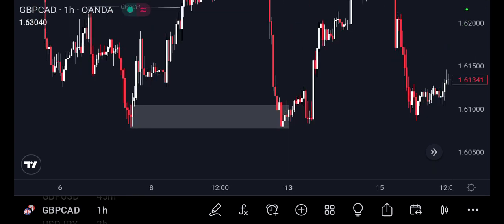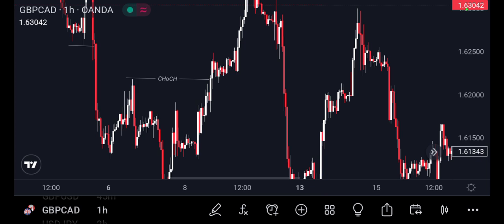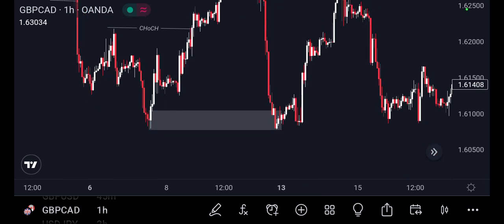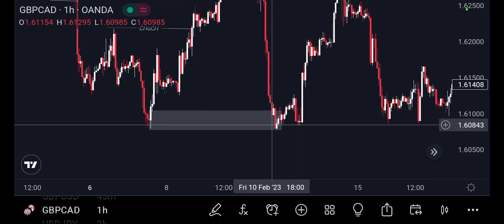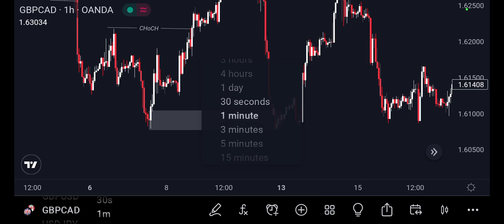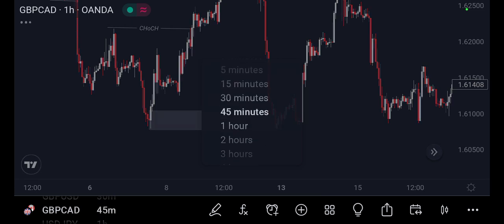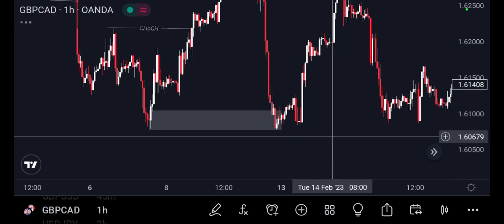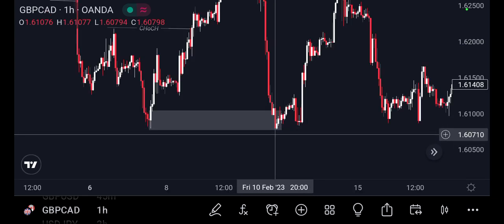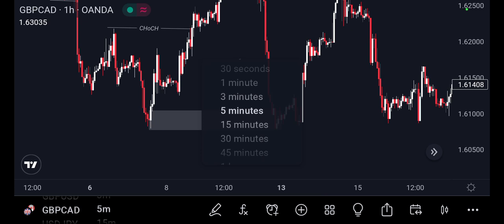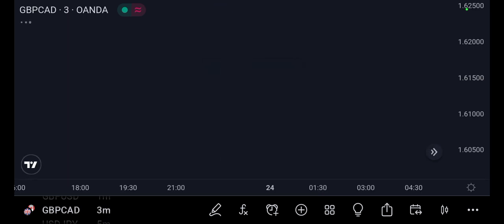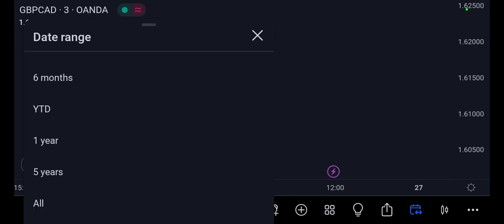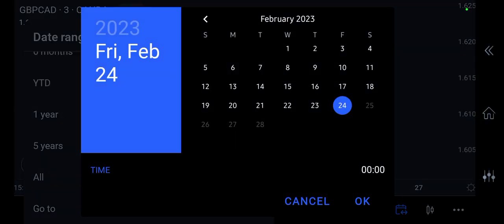Let's now go back to the chart. There was a change of character to the upside. Price came down and tapped the zone. Let's check if price gave confirmation entry. Let's first check the date. Okay, this happened Friday 10th. We move to Friday 10th.